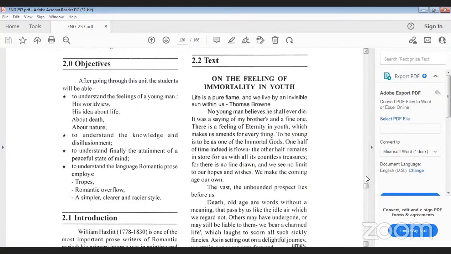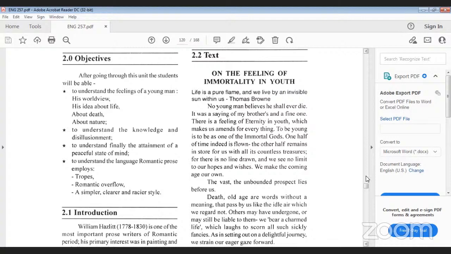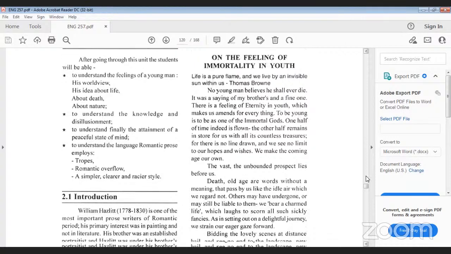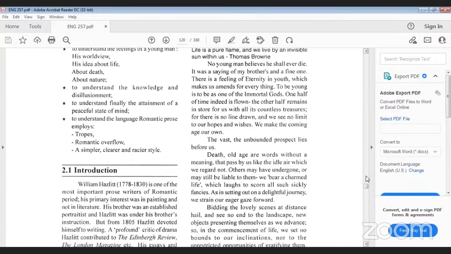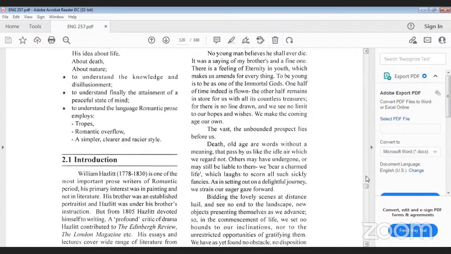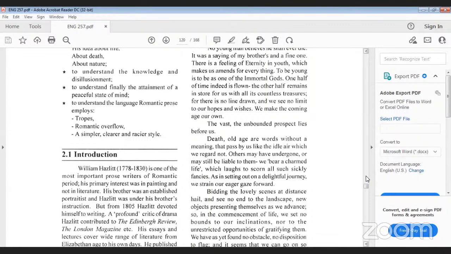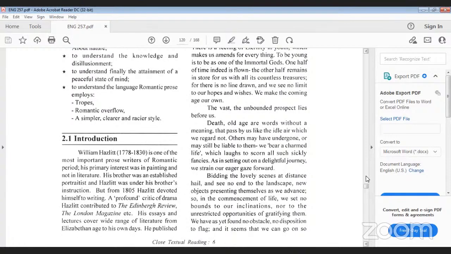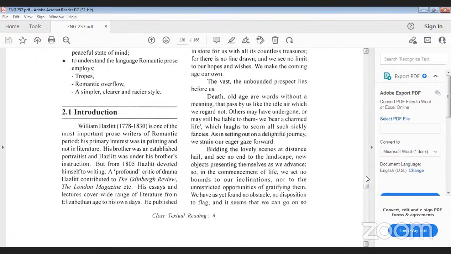There is a feeling of eternity in youth which makes us amend for everything. To be young is to be as one of the immortal gods. One half of time indeed is flown, the other half remains in store for us with all its countless treasures, for there is no line drawn, and we see no limit to our hopes and wishes. We make the coming age our own. The vast, unbounded prospect lies before us.